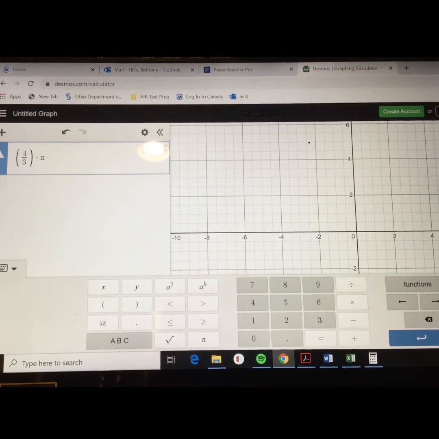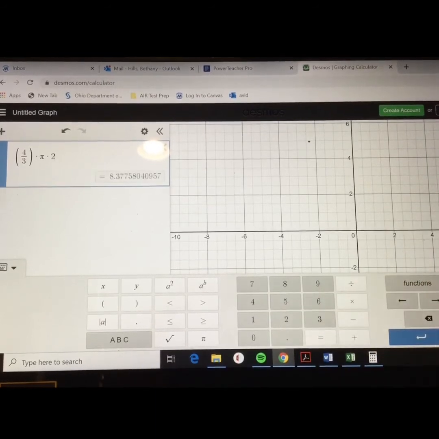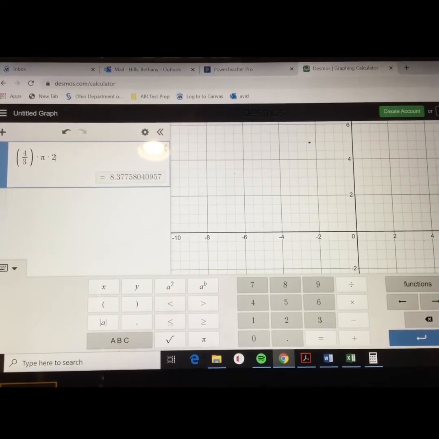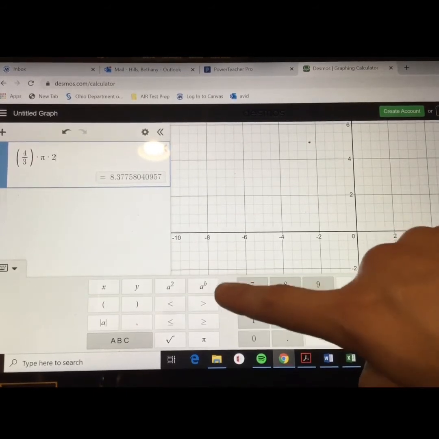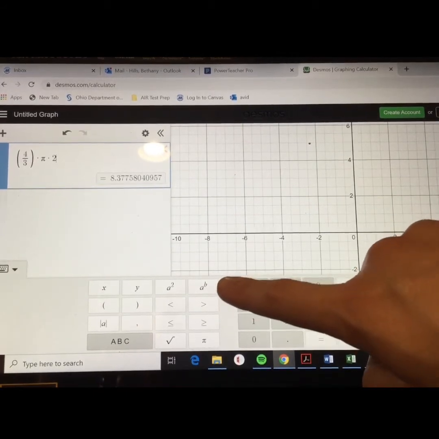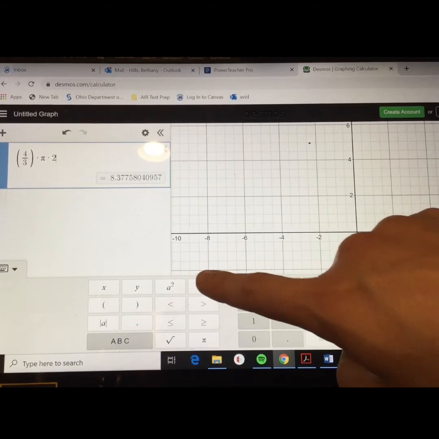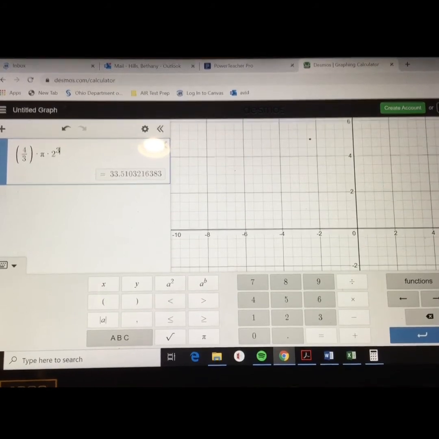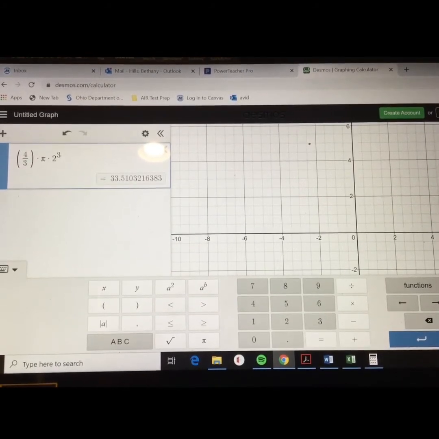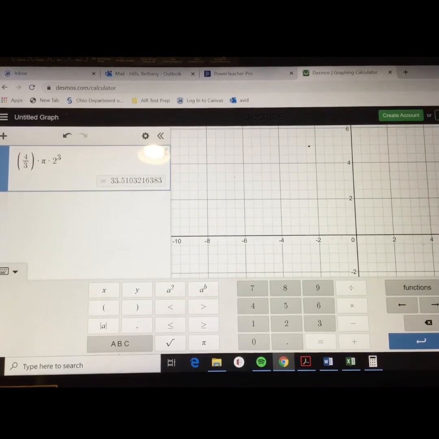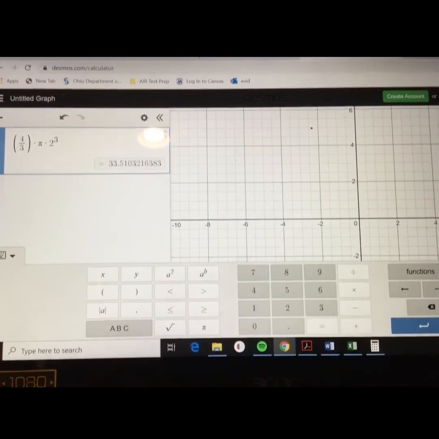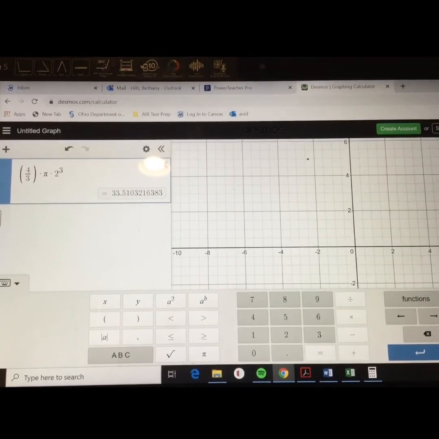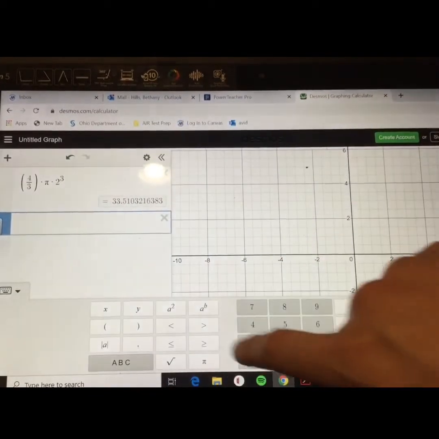Okay, so it is 2, and you could go ahead and do 2 times 2 times 2 if you want to, but have you ever noticed this little A to B button? You can press that, and then it lets you put in whatever exponent you want. So that's where we would put the cubed. And then you're going to see what that equals. It's 33.510321638, which we, of course, could round however we're supposed to round it. So that's one way you could type it in.